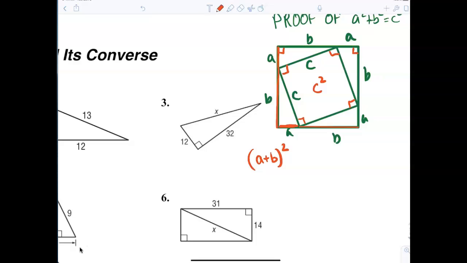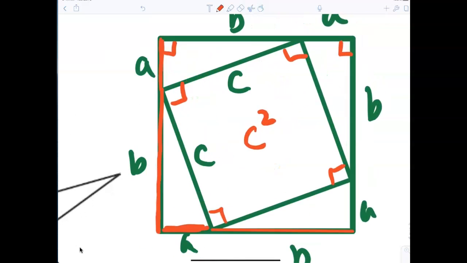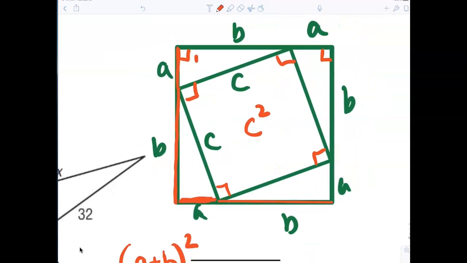What was the area of one of the triangles? Tell them. A times B divided by 2. Yes, very smart. Area of a triangle, 1/2 AB, or 1/2 base times height. Everybody agree with that? So come on now, this area right here is 1/2 AB. So what's the area of the other triangles? 1/2 AB. Does everybody agree with that?